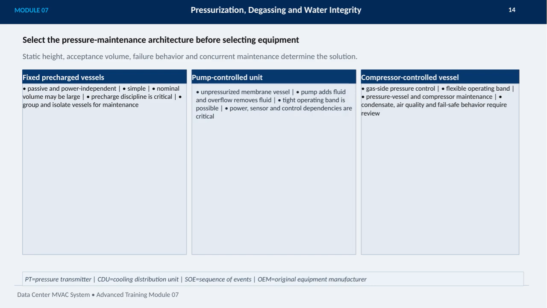Understanding these options and the abbreviations like PT for pressure transmitter and CDU for cooling distribution unit will help make informed choices that ensure system reliability and performance.